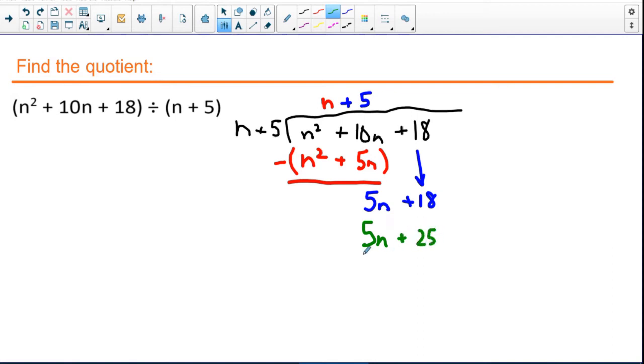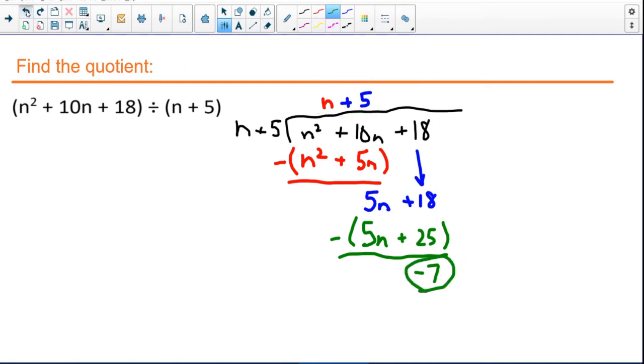All right, just like before, I'm going to subtract this from the piece above. So 5n minus 5n, those will cancel. And then 18 minus 25, that's going to give me negative 7. Okay, so the quotient here is n plus 5. But we do have a remainder. We have a remainder of 7.